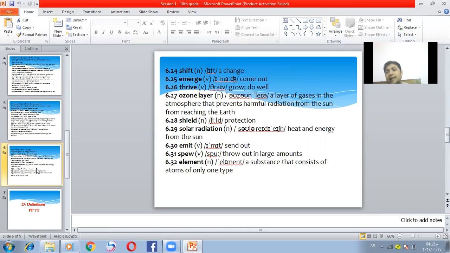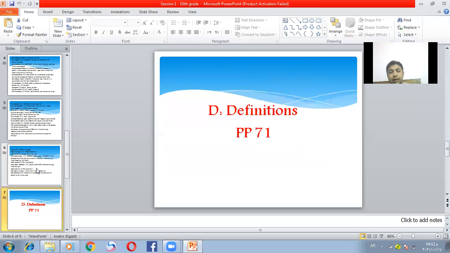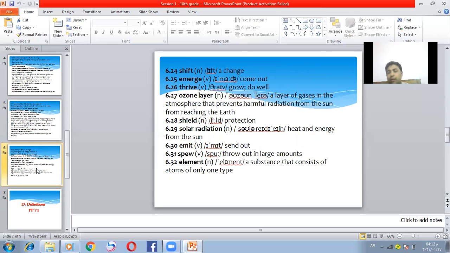Ozone layer is a layer of gases in the atmosphere that prevents harmful radiation from the sun from reaching the earth. Shield is the protection. Solar radiation is the heat and energy from the sun. Emit is send out. Spew is to throw out in large amounts. Element is a substance that consists of atoms of only one type. These are the new vocabularies here.